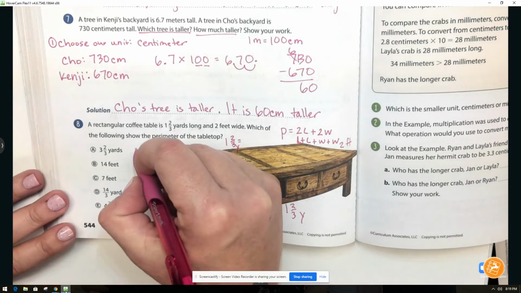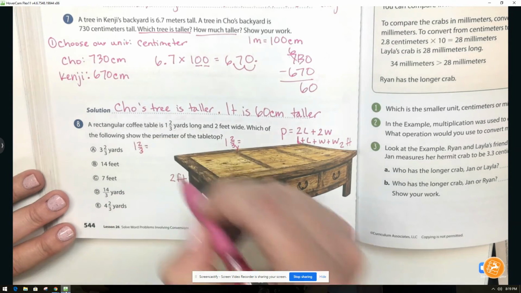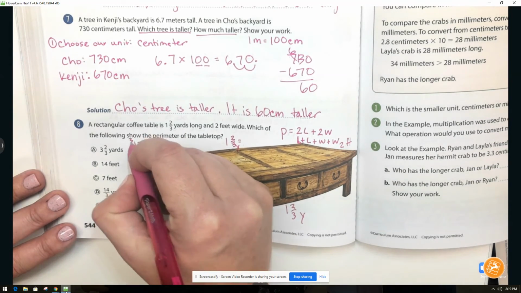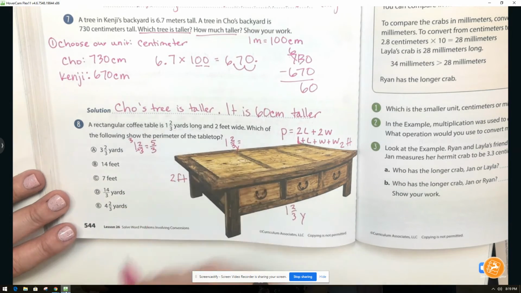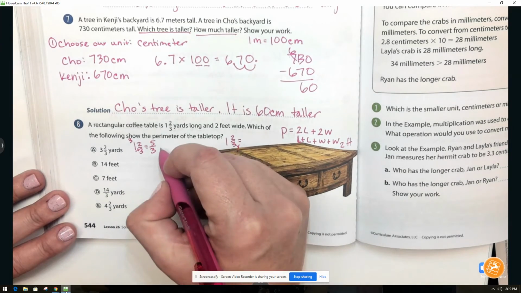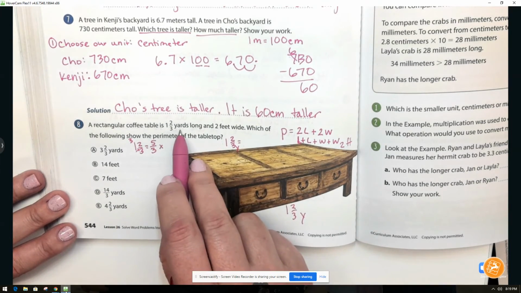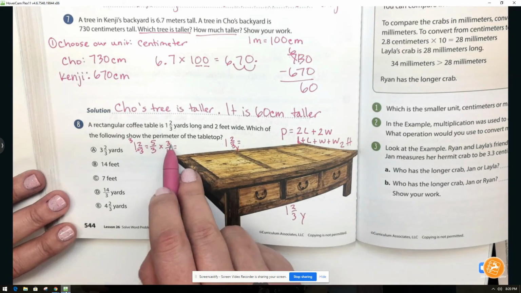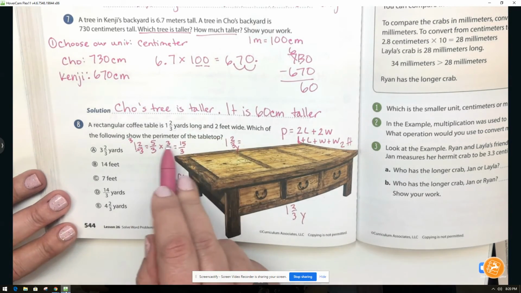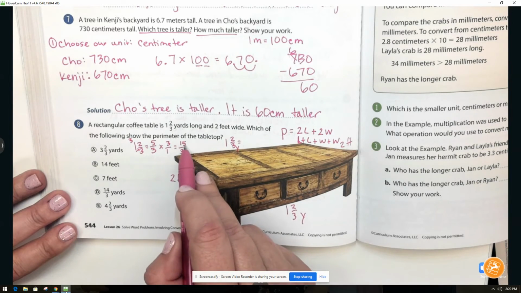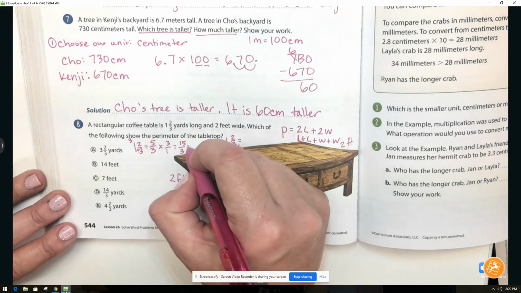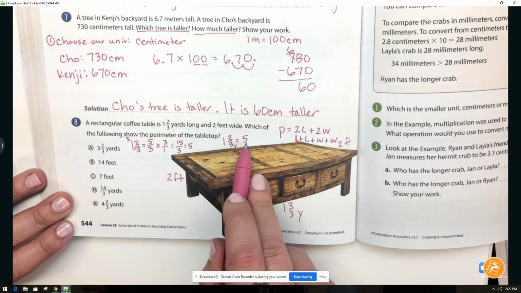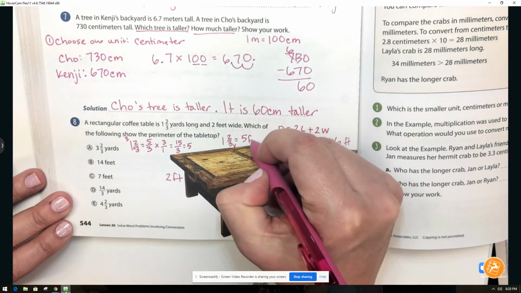When we do that, we need to change 1 2/3 into an improper fraction. So 3 times 1 is 3, and then 3 plus 2 is 5. So 5/3 is the improper fraction, and then we multiply 5/3 times the number of feet in 1 yard, which is 3, or 3 over 1. So 5/3 times 3/1 is 15/3, because 5 times 3 is 15 and 3 times 1 is 3. And then 15 divided by 3 equals 5. So we know that this side here is the same as 5 feet.